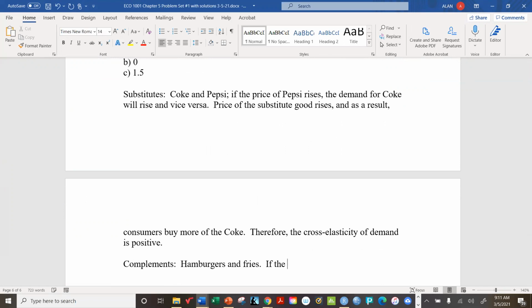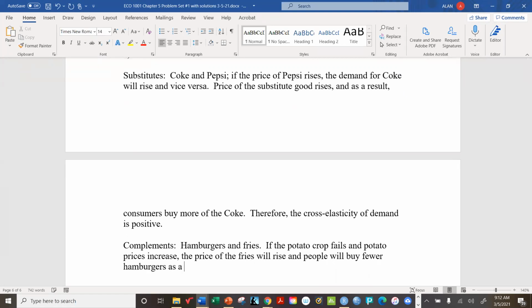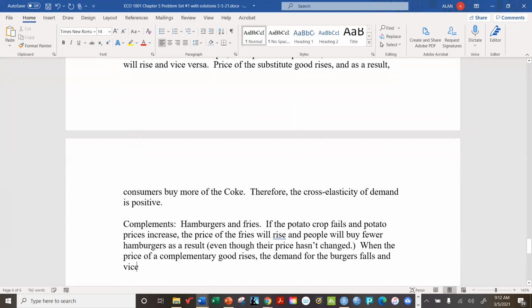If, let's say, the potato crop fails and potato prices increase, the price of the fries will rise, and people will buy fewer hamburgers as a result, even though their price hasn't changed. So to summarize, when the price of a complementary good rises, the demand for the burgers falls, and vice versa.